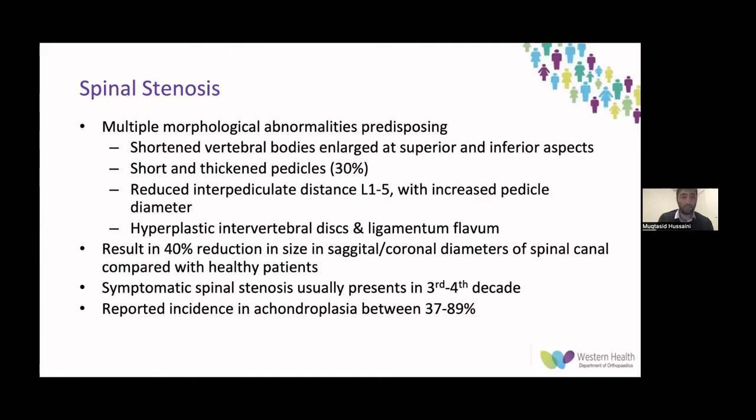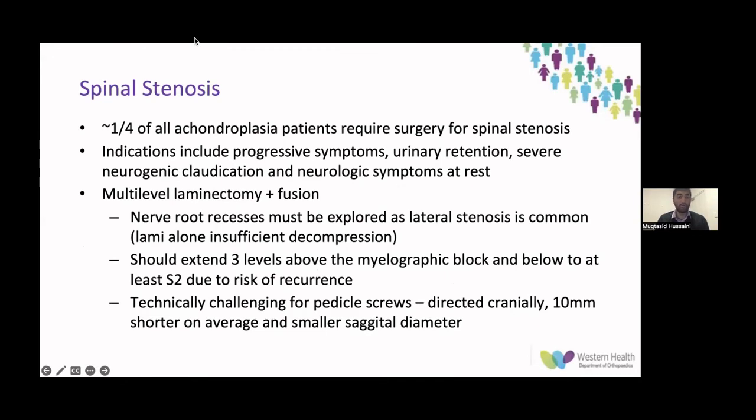The combination of this results in a 40% reduction in the size of the sagittal and coronal diameters of the spinal canal when compared with healthy patients. Symptomatic spinal stenosis usually presents in the third to fourth decade. However, it can occasionally present before adolescence as well. The reported incidence in patients with achondroplasia is between 37 to 89%. So approximately one quarter of all achondroplasia patients will require surgery for spinal stenosis.